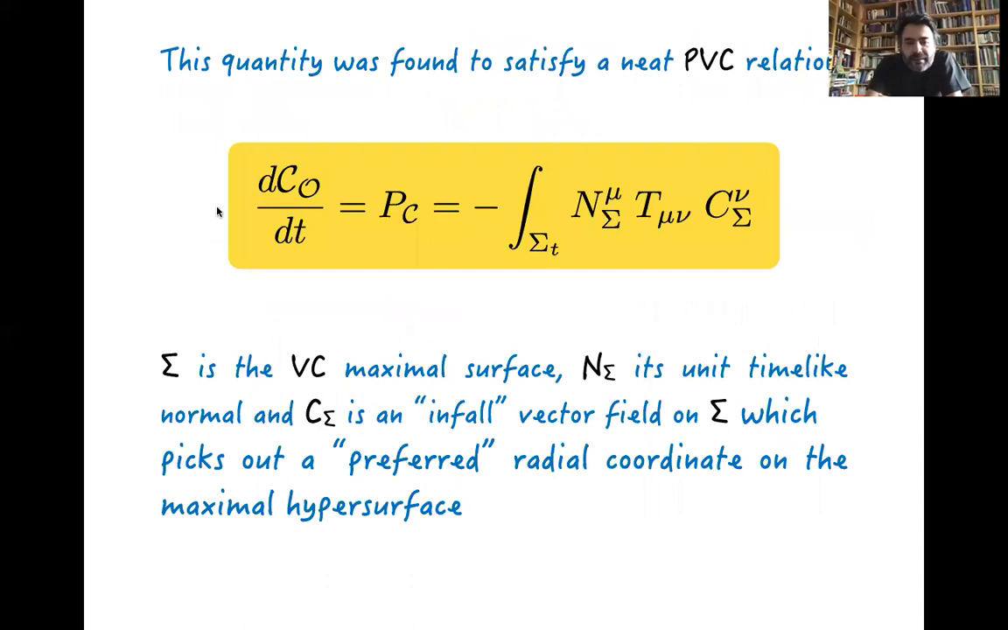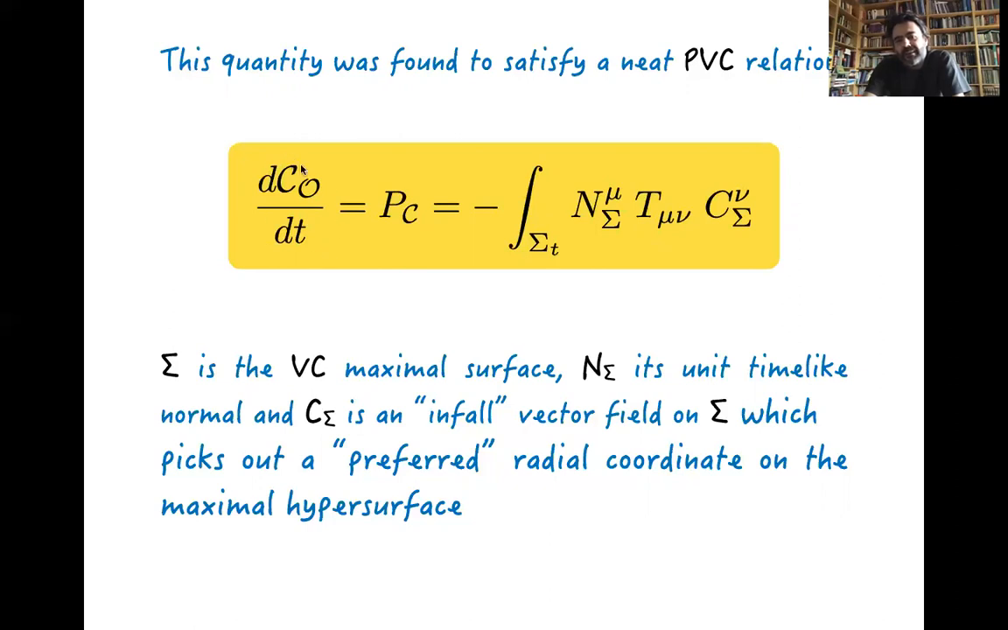It turns out that you can write it like this, as an integral of the flux of momentum through the extremal surfaces, weighted with a vector field C, which I will call the infall vector field, which tells you basically what type of momentum you are counting. Are you counting radial momentum? Are you counting sideways momentum? Are you counting angular momentum?